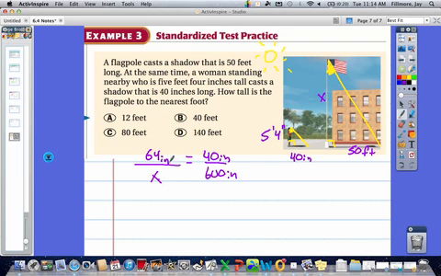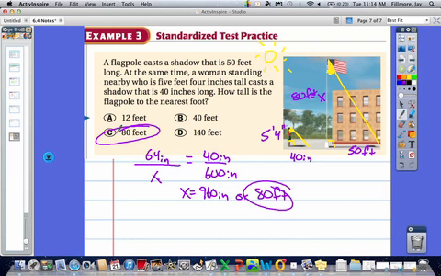Of course, that means our answer x will also be in inches. So let's cross multiply this. If we end up doing that, x will equal 960 inches, or that's going to be 80 feet. So this flagpole is 80 feet tall.